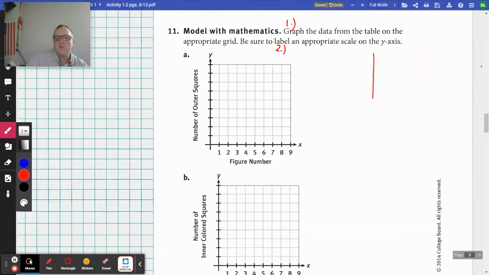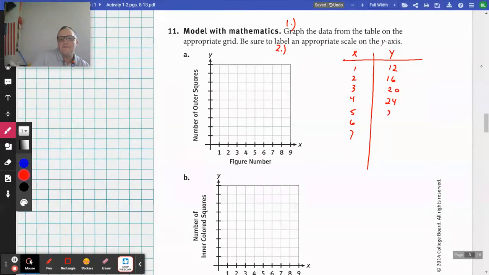So I don't have to do all the flipping back and forth, let me go ahead and write my table. The X stood for the figure number, right? So my X stood for the figure number, and that would be 1, 2, 3, 4, 5, 6, 7. My Y stands for the outer squares. And we said for the first one, looking back at number 7, 12, 16, 20, 24, 28, 32, 36. Okay? So now we need to graph these.